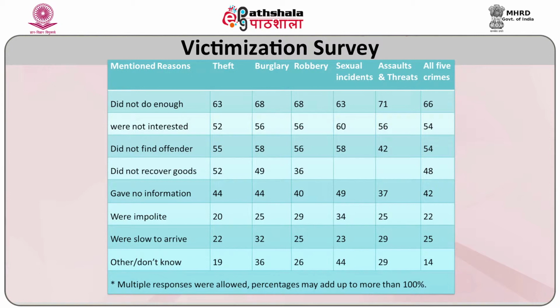One of the other reasons was the police did not find the offender. They could not recover goods. The police gave no information. They were impolite. They were slow to arrive. And a small percentage said they did not know why they did not report the crime. So these crimes that were reflected in this table are theft, burglary, robbery, and sexual incidents.